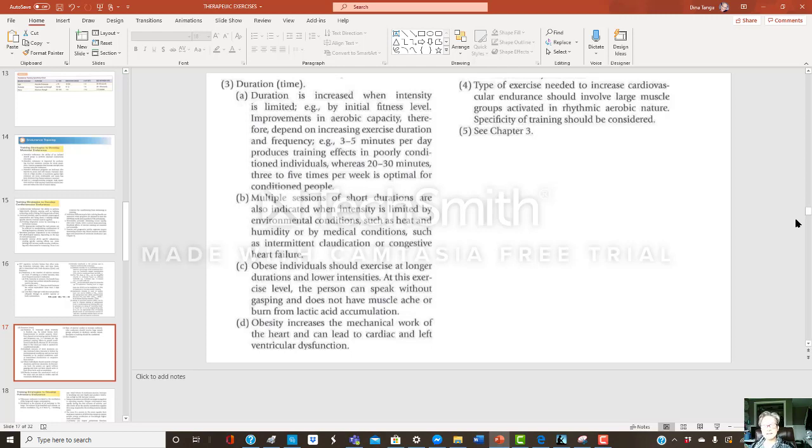Obese individuals should exercise at longer durations and lower intensities. At this exercise level, the person can speak without gasping and does not have a muscle ache or burn from lactic acid accumulation. Obesity increases the mechanical work of the heart and can lead to cardiac and left ventricular dysfunction. The type of exercise needed to increase cardiovascular endurance should involve large muscle groups activated in a rhythmic aerobic nature. Specificity of training should be considered. See Chapter 3.